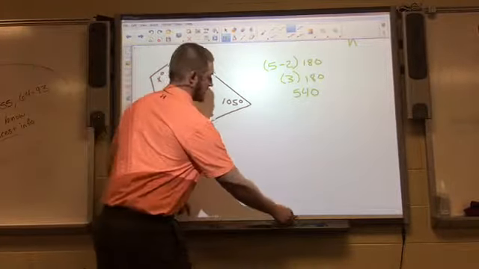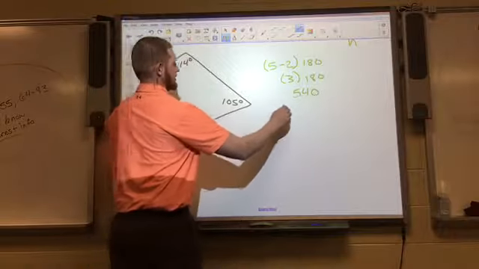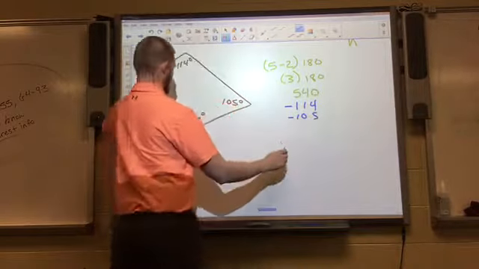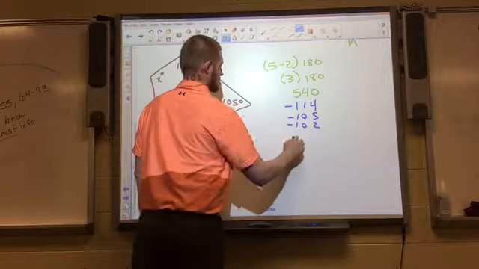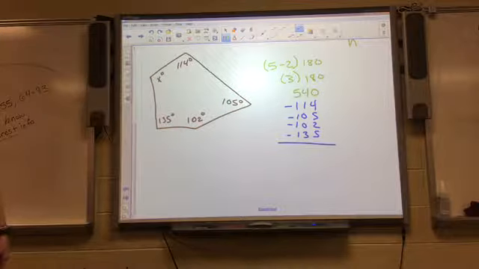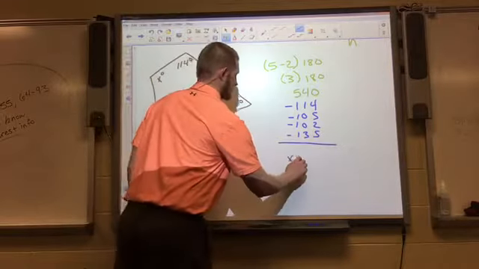Add all the other ones together and subtract it from that. Or just subtract it individually, right? I like to subtract individually. It doesn't matter, though. You're going to get the same answer. 84. X equals 84.